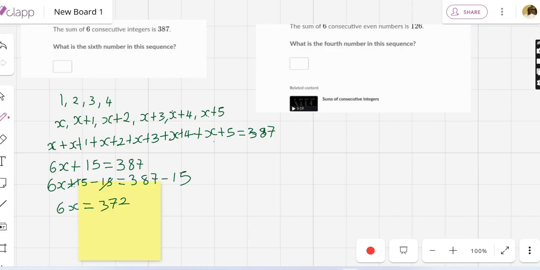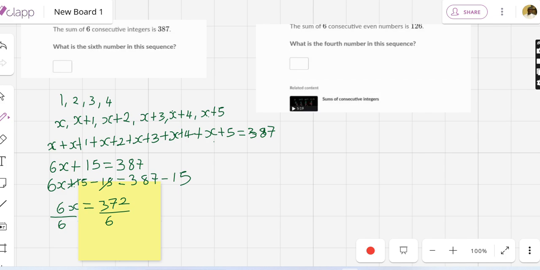So the next thing that we need to do now is to make x stand alone. We want to get x. Remember that x is the first number in the series. So we need to make x stand alone. How do we do that? Anytime a number is attached to an alphabet in this format, this is multiplication, 6 times x. So you divide both sides by 6 to make x stand alone.